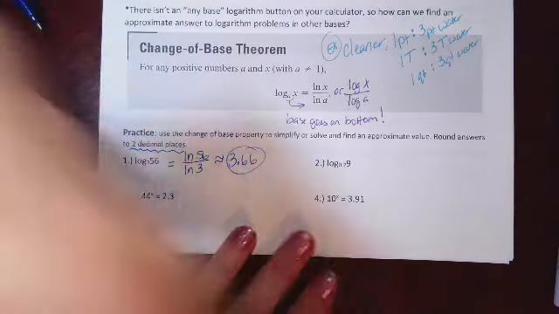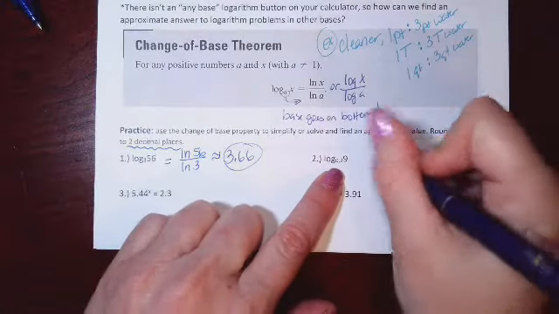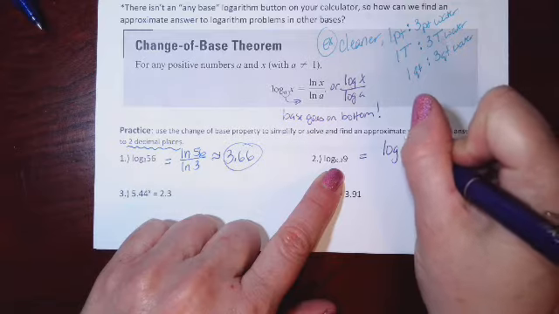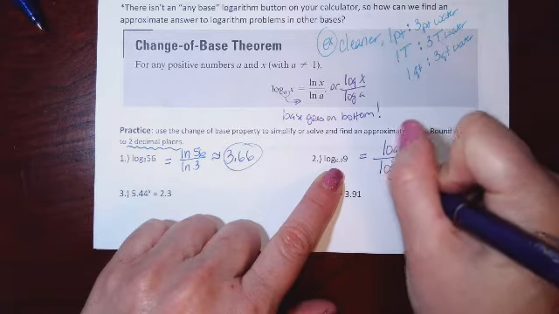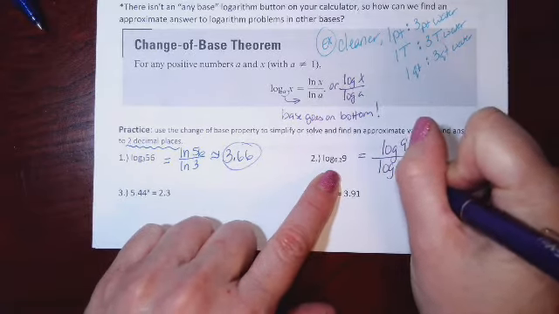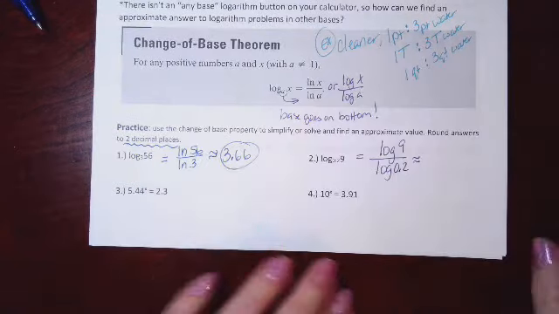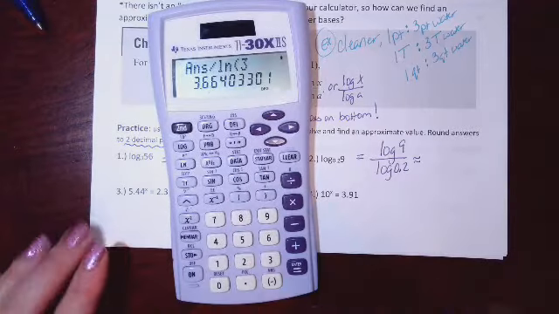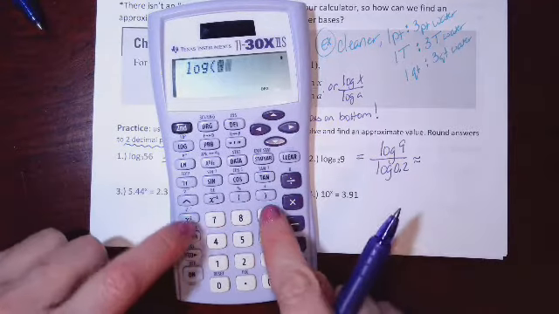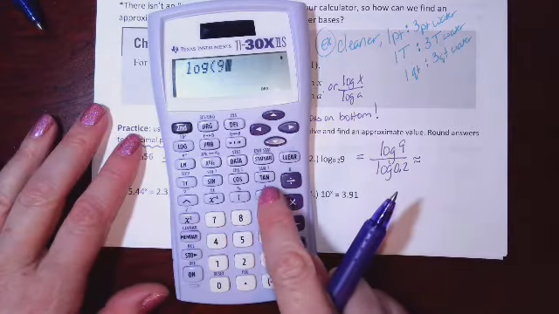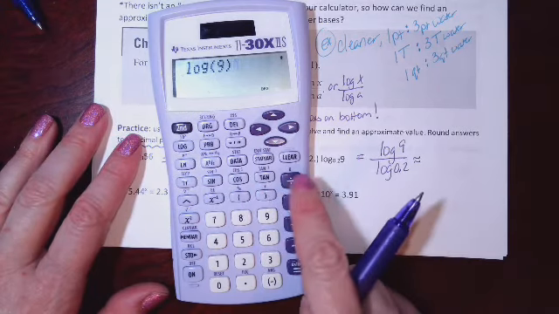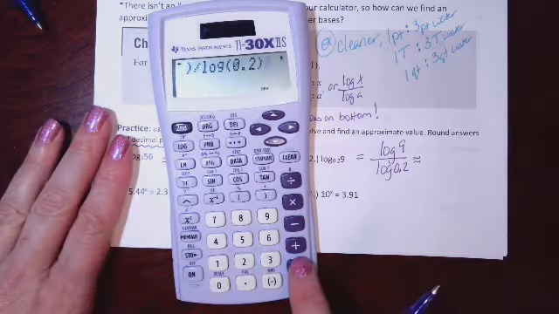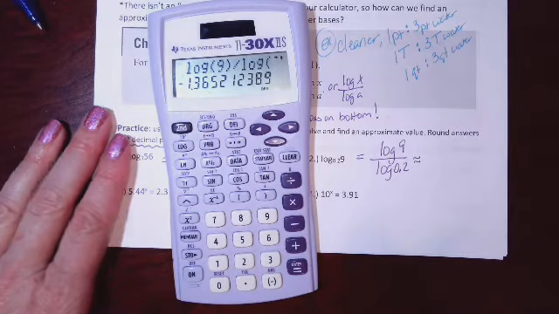All right, let's look at this next one. My base here is 0.2, 2/10. So I'm going to do common log button here. Common log of 9 over common log, base goes on bottom, 0.2. And that's what I want to work out. So in my calculator, I'm going to choose to do the common log button of 9. I'll go ahead and do it all in one go this time. Close my parentheses, divided by common log of 0.2, close my parentheses, and I get a negative value.